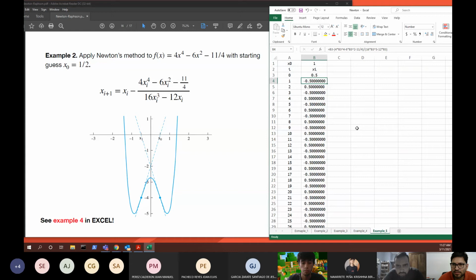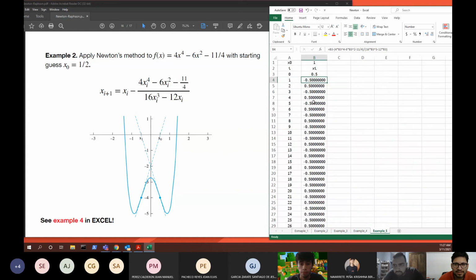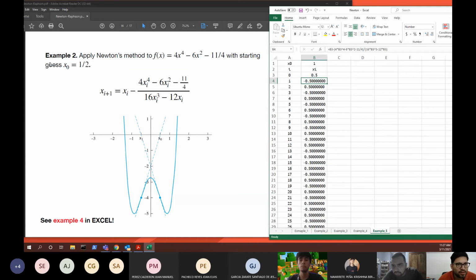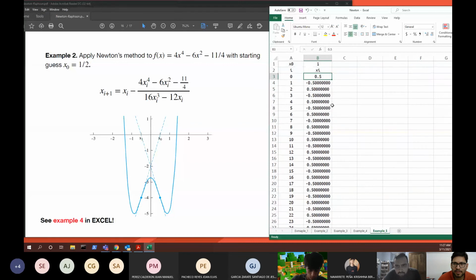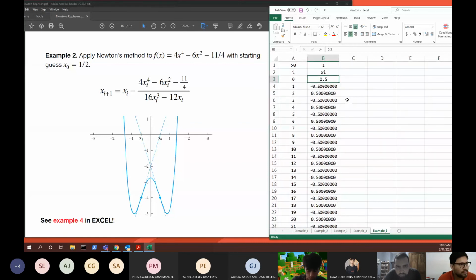So if you're actually doing this exercise, this is what you get, starting with 1/2. You get something weird. It's actually minus 0.5, 0.5, minus 0.5, 0.5. So don't think that you're actually wrong. This is what happens sometimes.